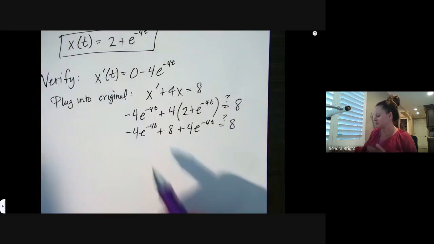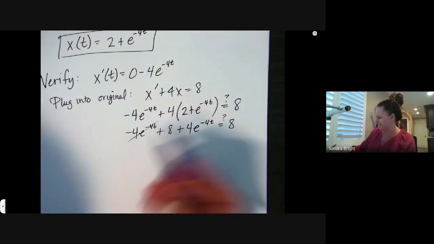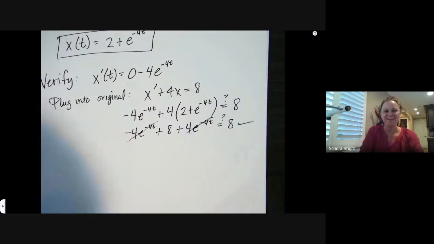Isn't that so exciting? You go through all that work and it's all right. Love it. Yay. Verified that our solution was true.